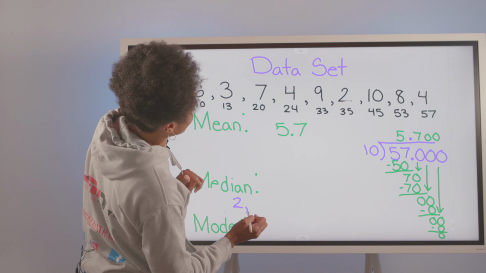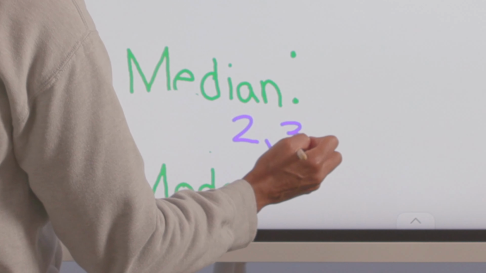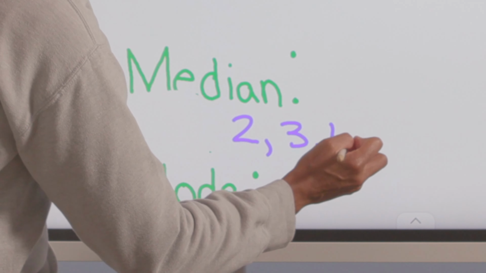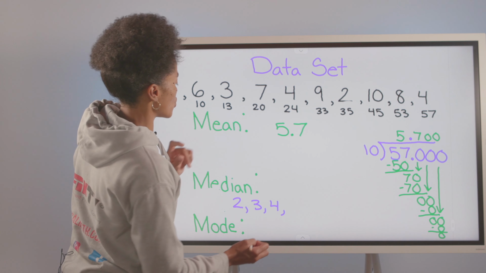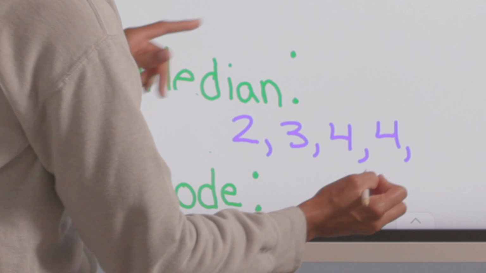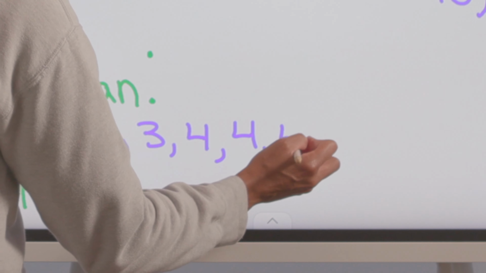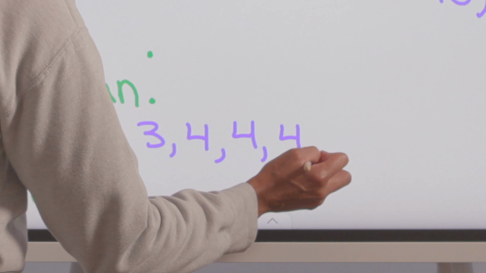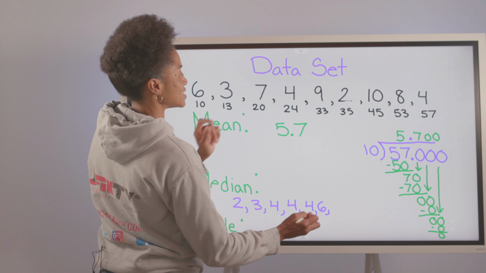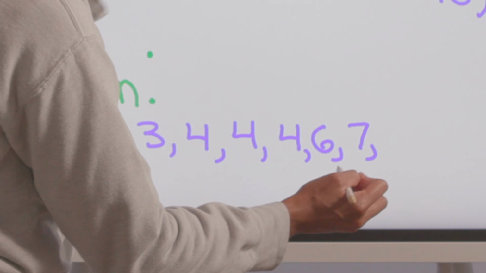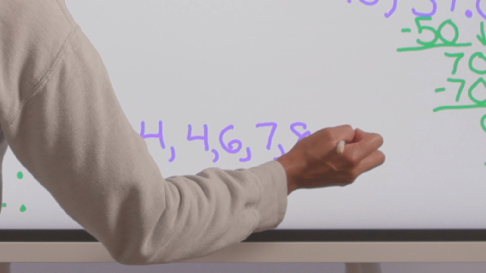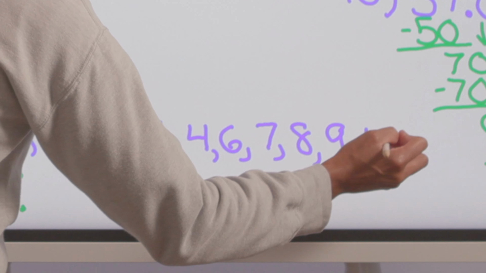Next we have, let's see, 3. Next we have a 4 here. We have another 4. We have another 4. I'm just placing these in order from least to greatest. No 5, but we do have a 6. We have a 7, an 8, a 9, and a 10.